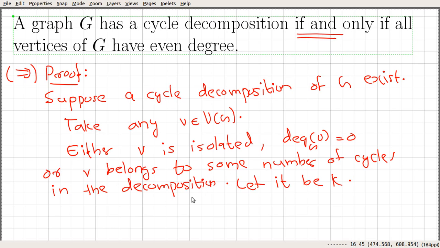Suppose that k is equal to 2, that means V belongs to 2 cycles in this decomposition. In the first cycle it comes through a particular vertex and exits through a different vertex, so the degree is 2 in this case. If V is a part of a second cycle, then again the vertex V must be entered through a different edge other than these two, and it must leave through a different edge. If k is equal to 2, the degree of V is 4.